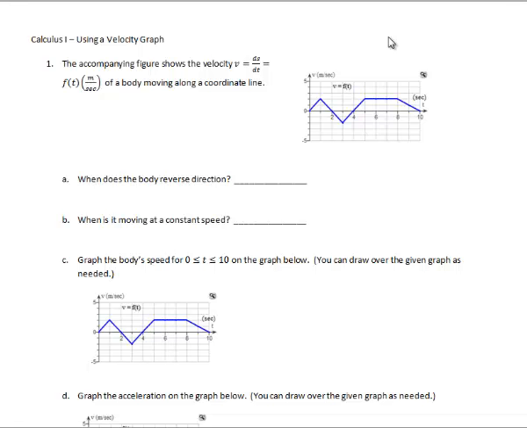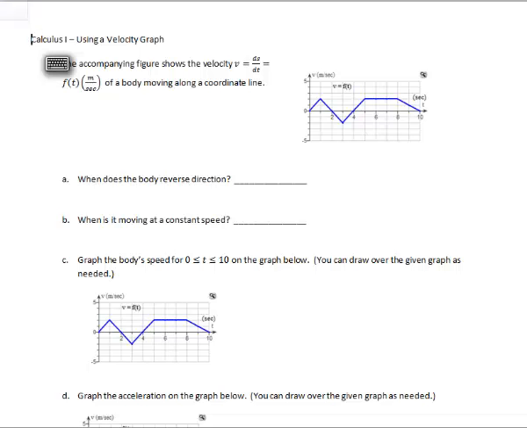In this video, we are going to look at how we can use the graph of our velocity function to gather information about either our position function or perhaps the acceleration. So in my diagram, notice that it is the velocity function that is graphed. So keep that in mind as we answer the questions below.